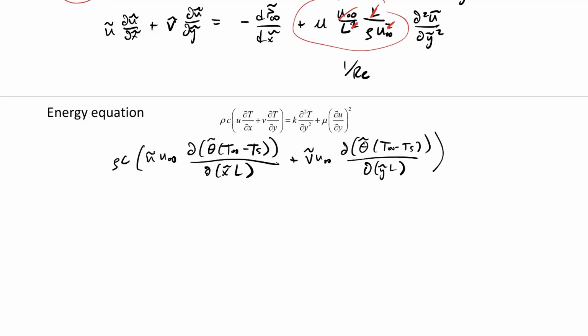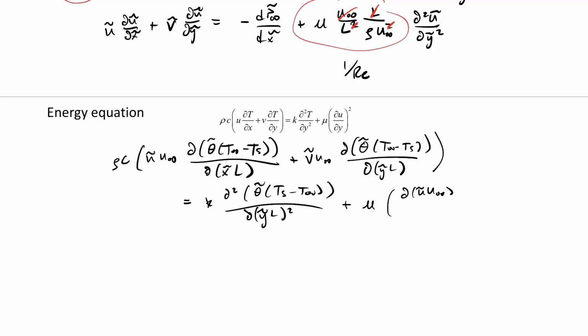Okay, so that's the left-hand side, and then the right-hand side is going to be, so we have a k out in front, and we have d squared of theta, TS minus T infinity, divided by d y tilde L squared. And then the last term is mu times d u tilde U infinity over d y tilde L, so that whole derivative squared. Okay, so that's our substitution.